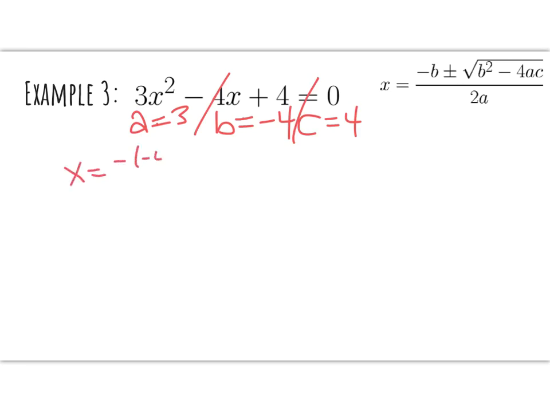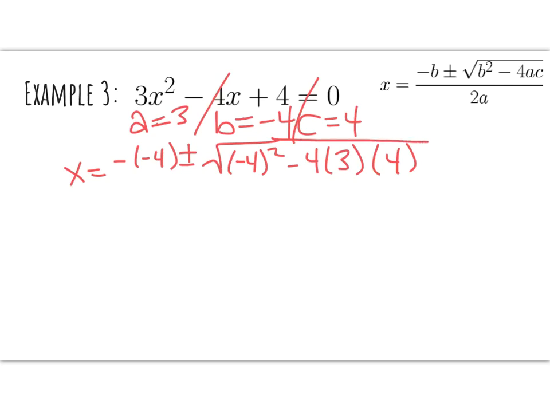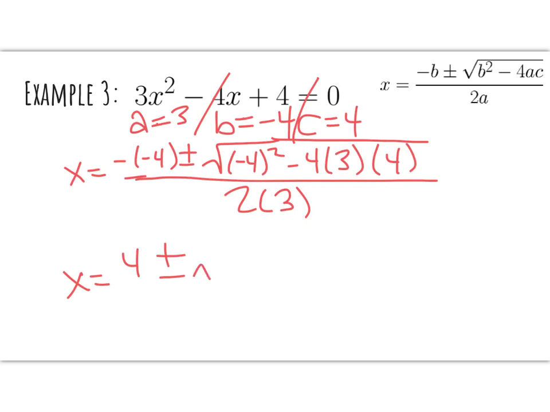We set up in the normal way. Negative b, so we have negative of negative 4 plus or minus the square root of negative 4 squared minus 4 times a times c. And this is all over 2 times a, but a is 3 in this case. So we'll clean it up, and we have x equals 4. Negative of negative 4 is positive 4. 4 plus or minus the square root of 16 minus 4 times 3 is 12 times 4 makes 48.